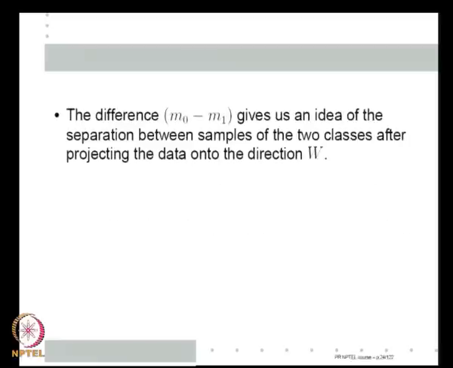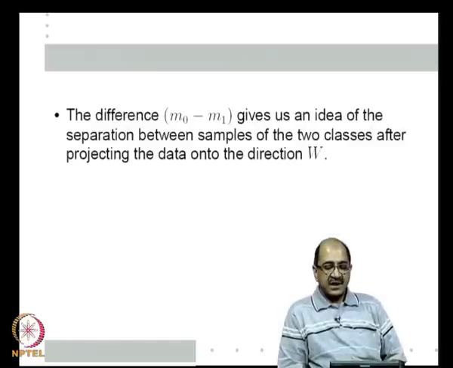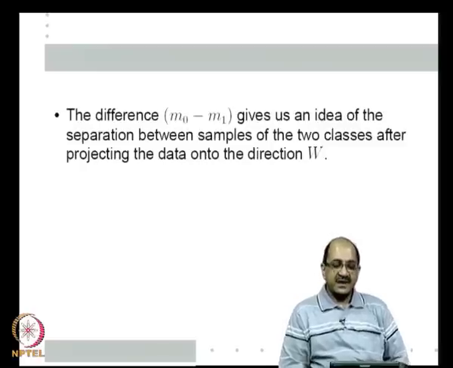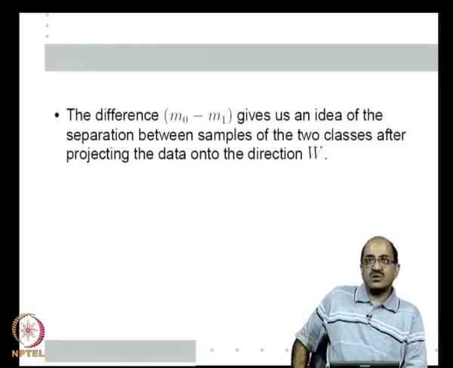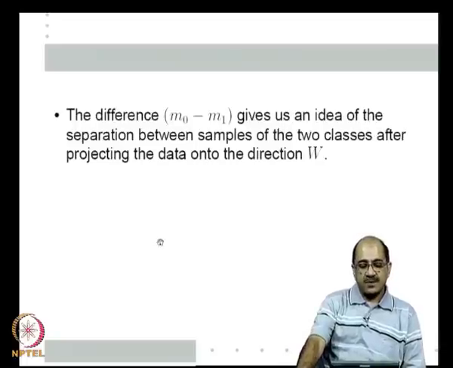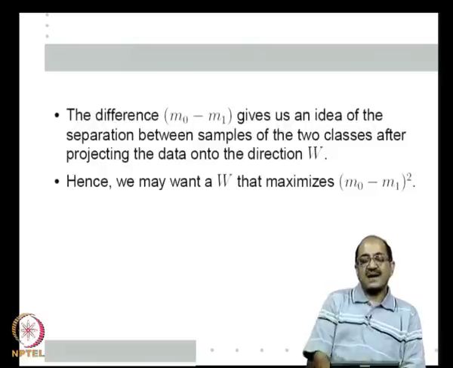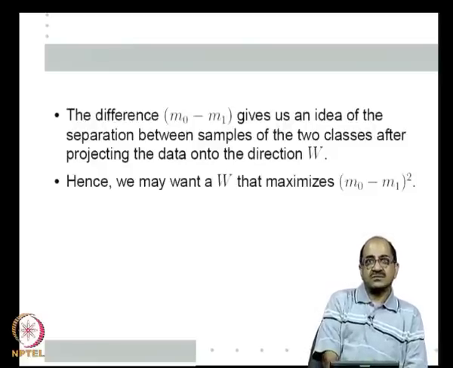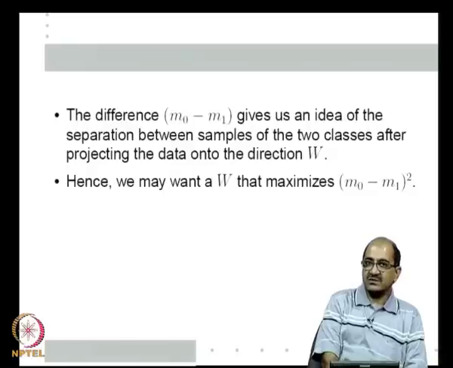So, if I want good separation, what I mean is the difference between m0 and m1 should be large. So, we can say m0 minus m1 or m1 minus m0, it really does not matter, gives us a good idea of the separation between the samples of the two classes when the data is projected onto the direction W. So, we can say a good direction W is one which maximizes this separation. So, we may want W that maximizes m0 minus m1 whole square, because that gives me large separation.